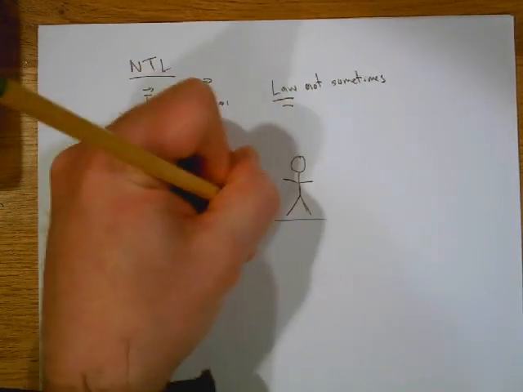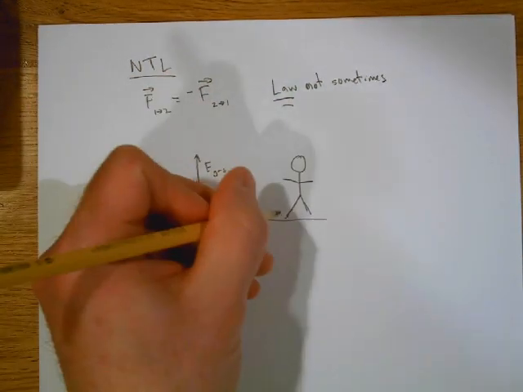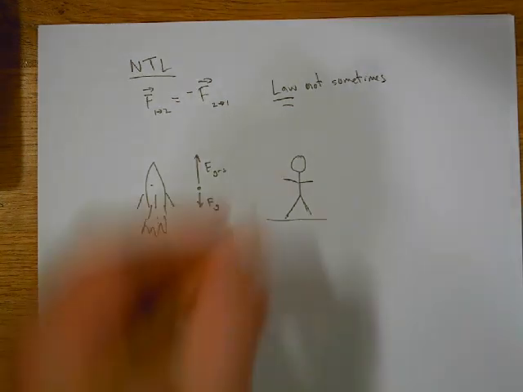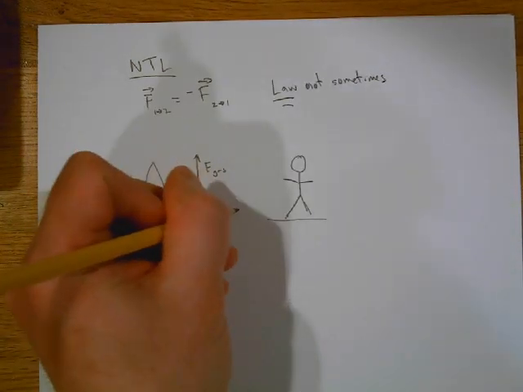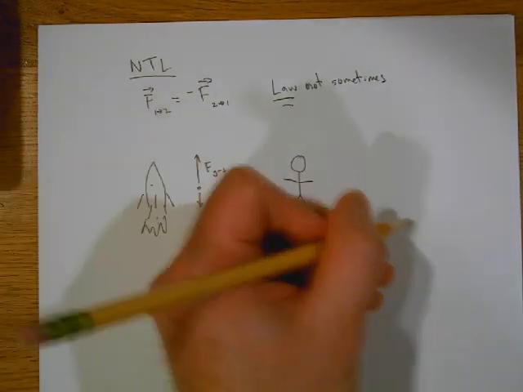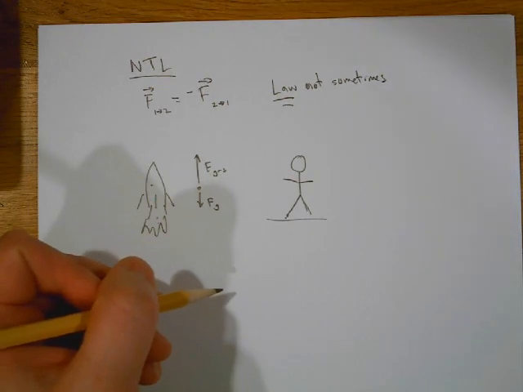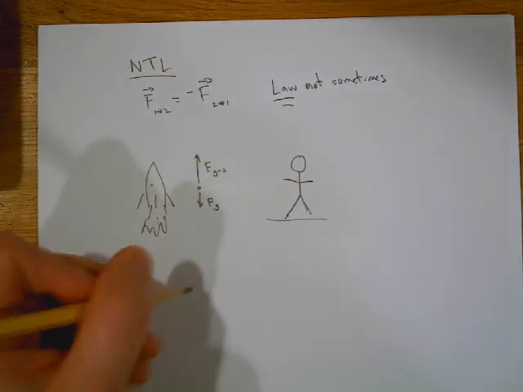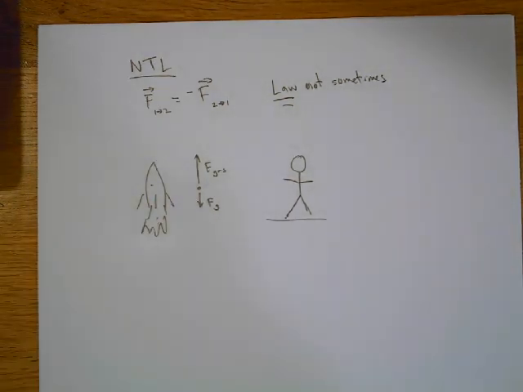You'd have that. You could talk about somebody walking. If I have my person here walking along, how do they walk? Well, the way that they walk is they have to push backwards on the ground, and then by Newton's third law, the ground pushes them forward.